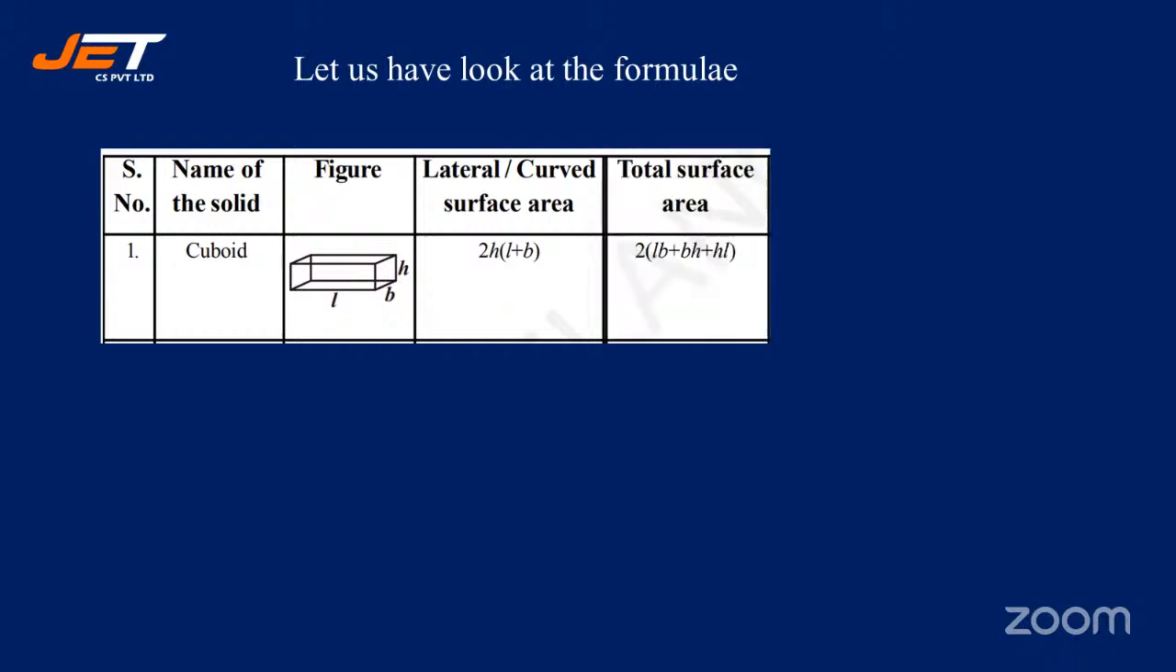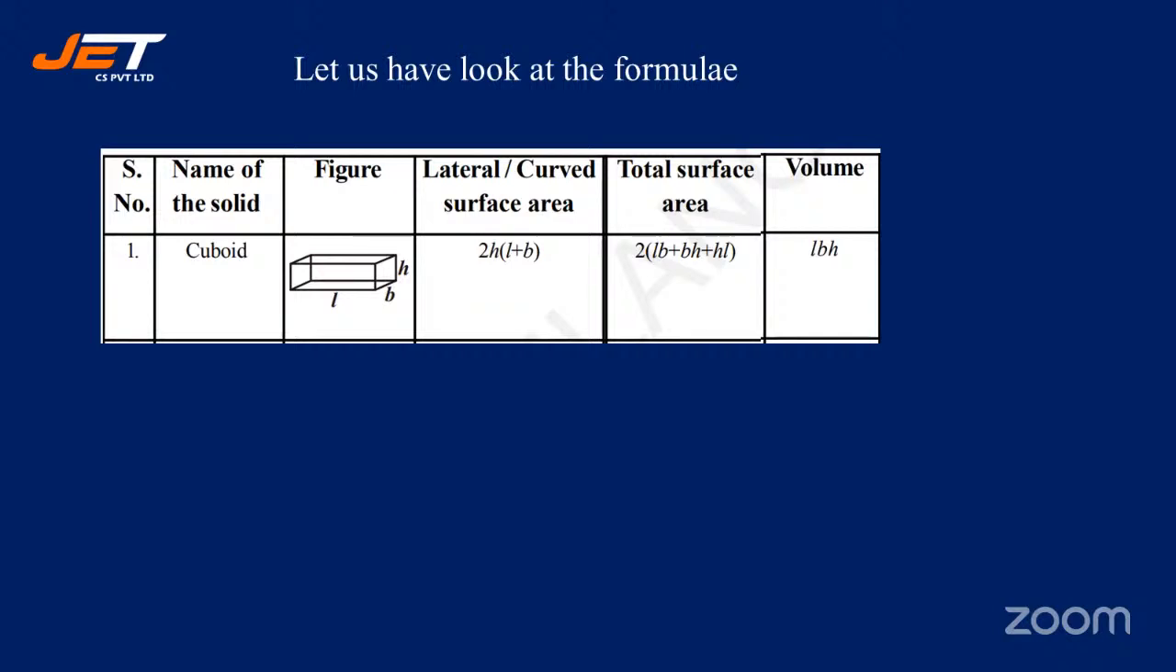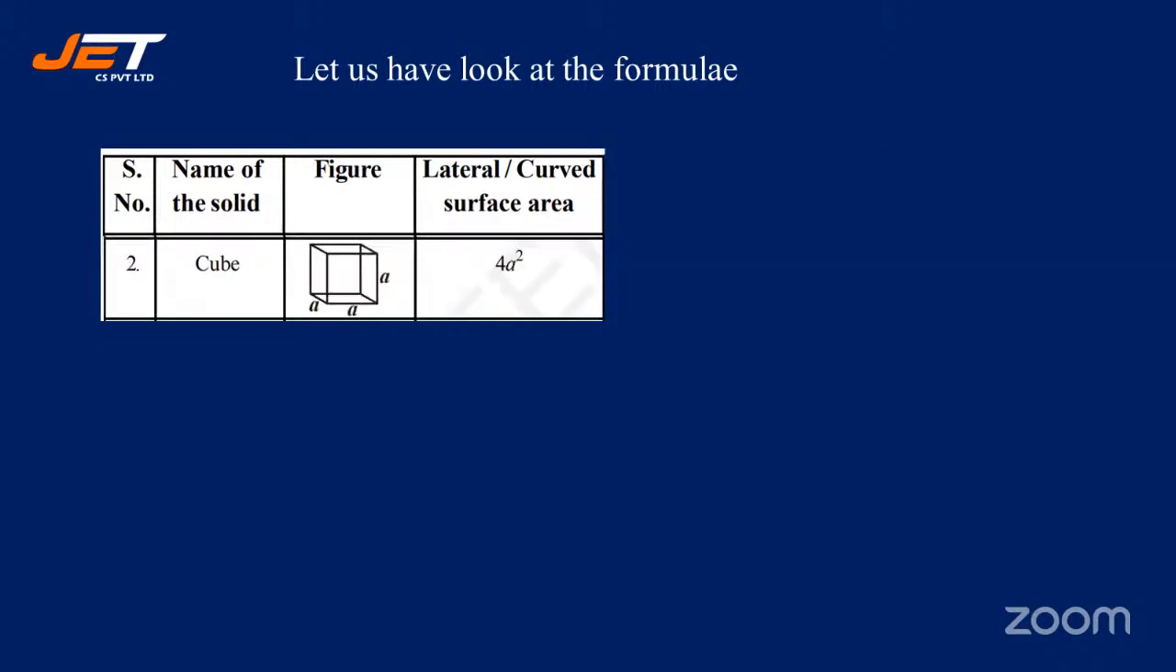See the next formula. The total surface area is twice of length into breadth plus breadth into height plus height into length. And the volume is length into breadth into height. Next we are moving on to the cube.